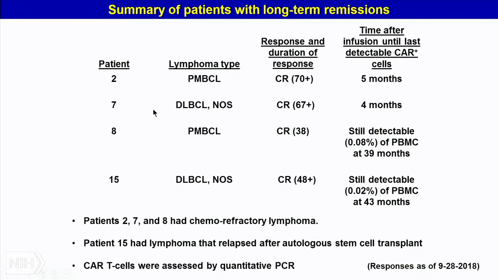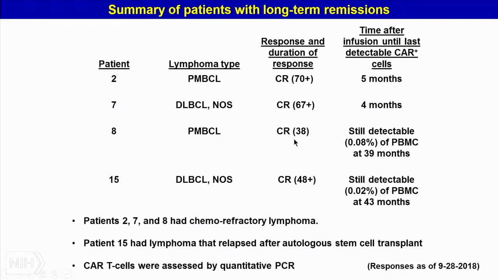So in more detail, these patients had these types of lymphoma. Primary mediastinal B-cell lymphoma, if you're not a hematologist, you may not have heard of before, but it's just one type of diffuse large B-cell lymphoma. So 2 of the patients had that, and 2 of them had what we call diffuse large B-cell lymphoma not otherwise specified. I already mentioned their duration of responses, which is very impressive. These patients are living, well, 3 of them are basically living normal lives, completely free of lymphoma for all these months, 70, 67, and 48.